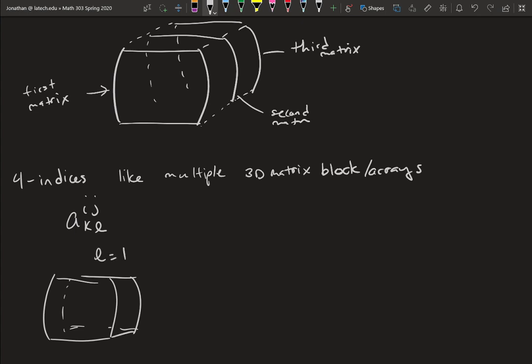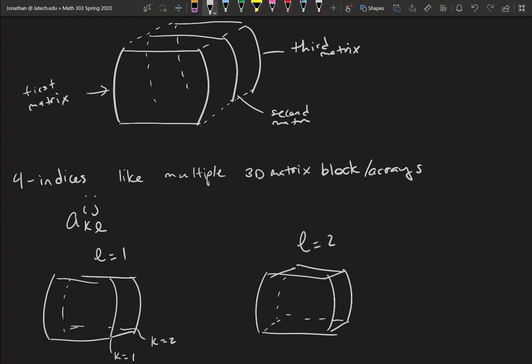This could be L equals 1, and this would be K equals 1, K equals 2. And I can have a different block of matrices back here, and this would be L equals 2, and here the first one would be K equals 1, and K equals 2. So now it's multiple 3D blocks of matrices. That's what 4 indices would represent.